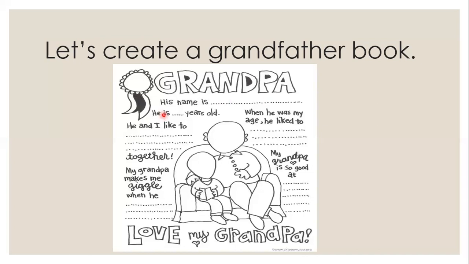He is blank years old. So you're going to write his age. He and I like to blank together. So you're going to write something that you like to do with your grandfather. My grandpa makes me giggle when he blanks. So whatever it is that grandpa does that makes you laugh, you're going to write it.